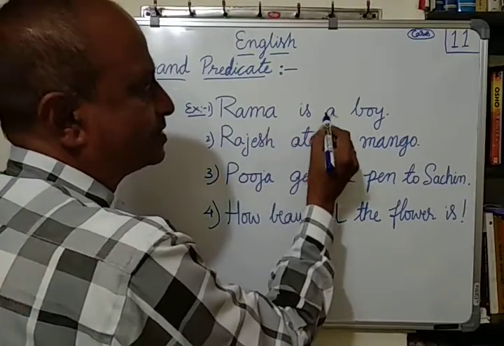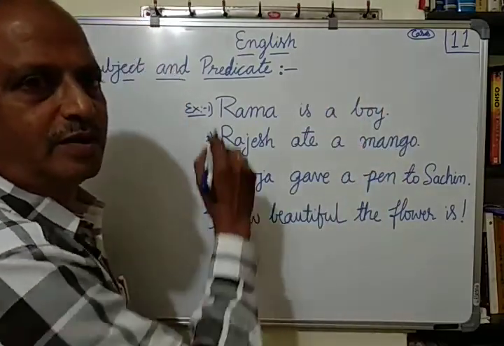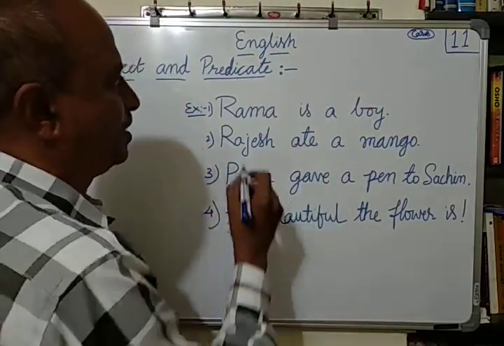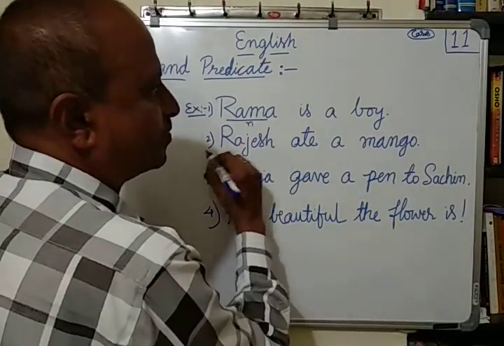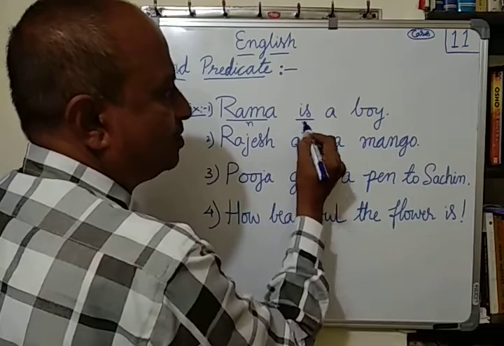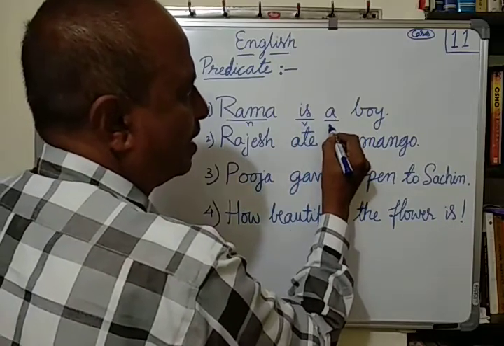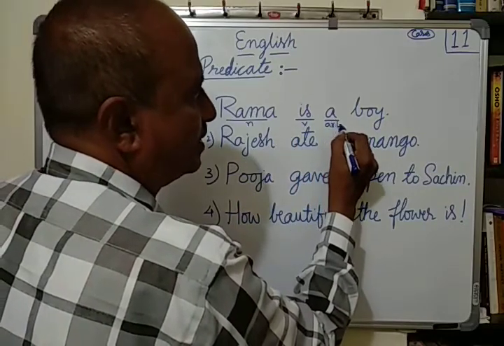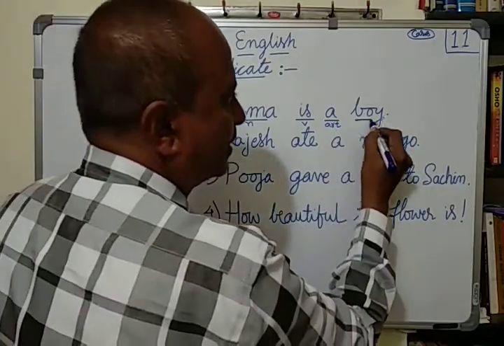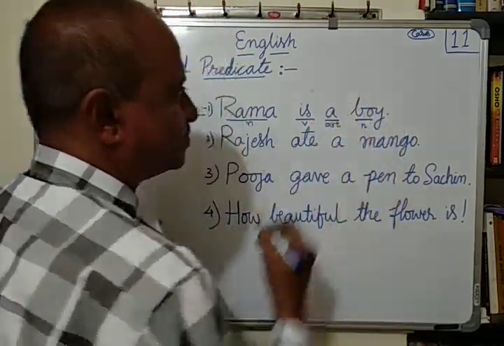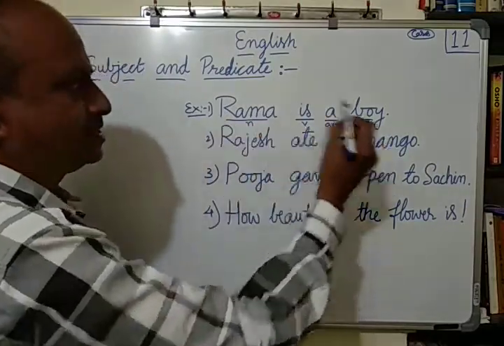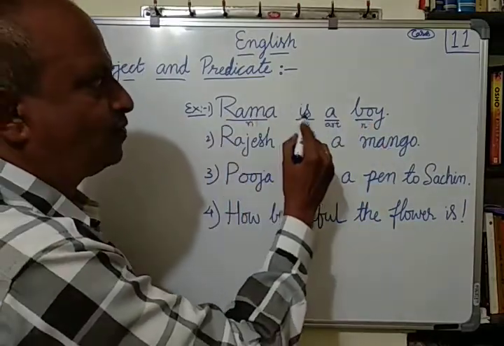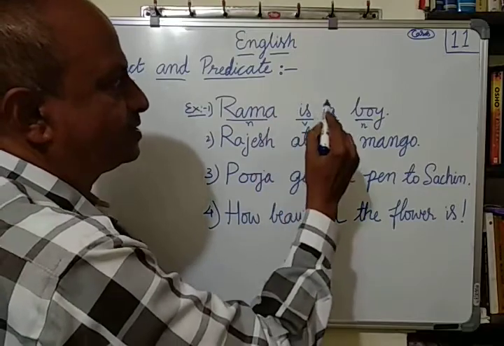Okay, coming to the first example, look at the first example. Rama is a boy. Rama, this word is a noun, is a verb, a is an article. Boy is again a noun. There are four words in the first example. Rama is a boy.